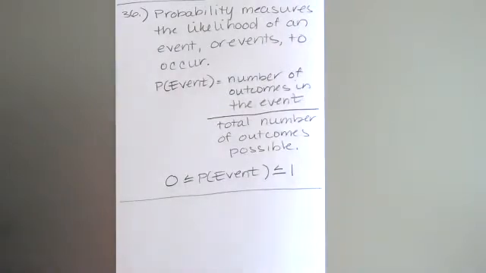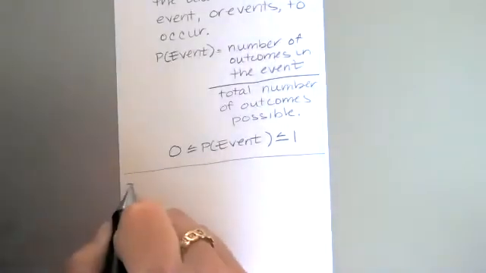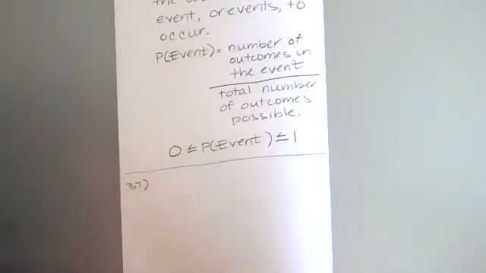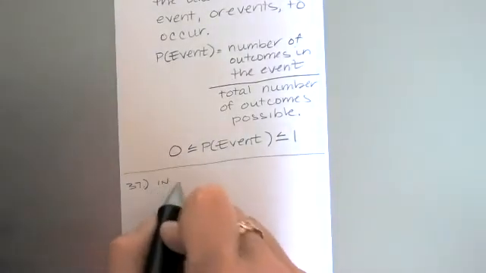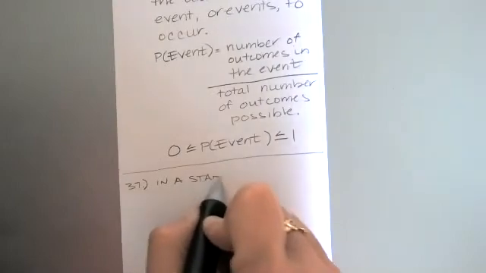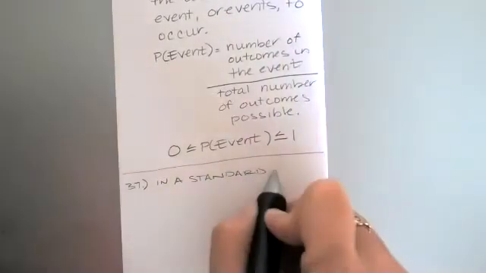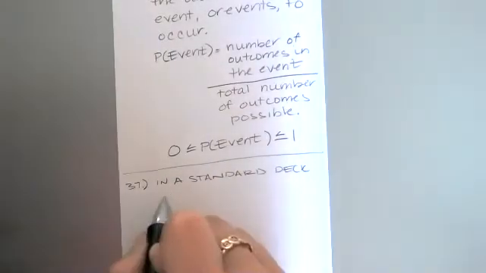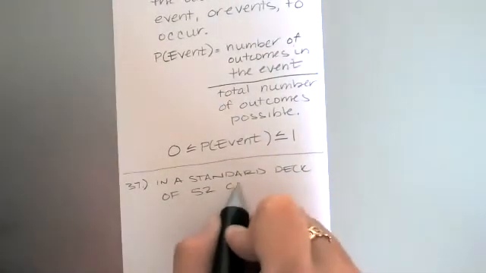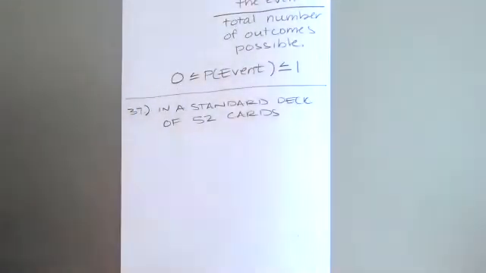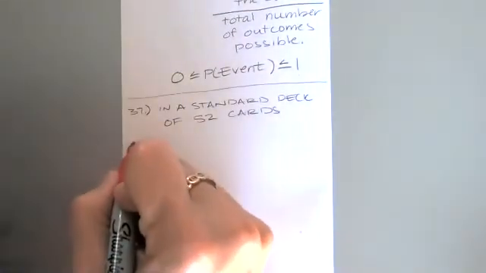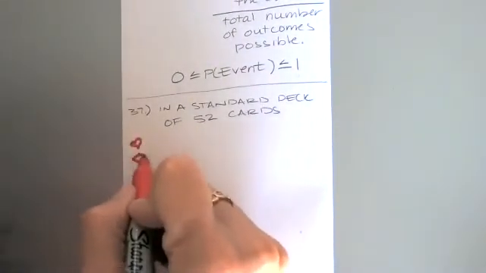Are we ready for number 37? Yeah. Okay, so 37. This one, what cards are in a standard deck of 52 playing cards? So in a standard deck, so we've got 2 red suits. So we've got hearts and we've got diamonds.